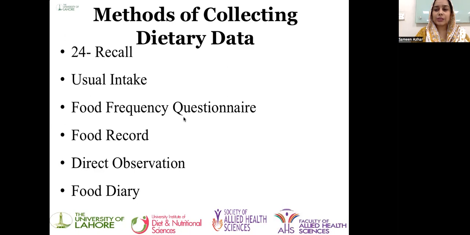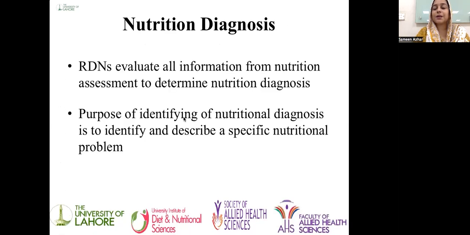We won't be going into the detail of each method because we have to cover the topic nutrition care process. However, to be precise, dietary data is one of the steps of nutritional assessment, and it is going to gather data regarding what that person has been consuming. Once we have successfully done the nutritional assessment, this gathered information is going to help us in making a diagnosis.